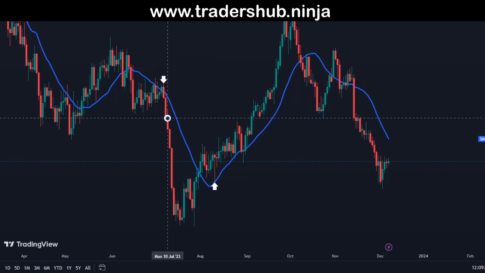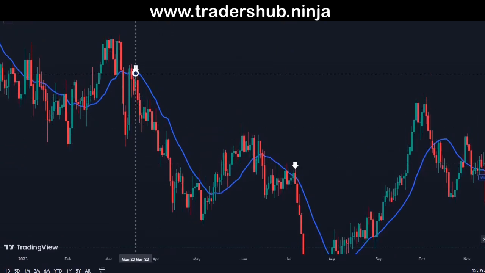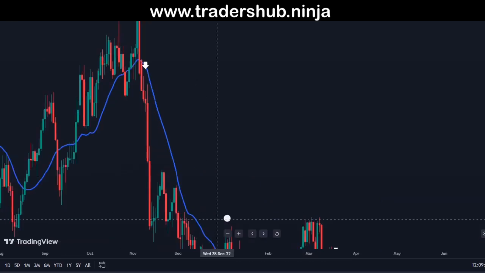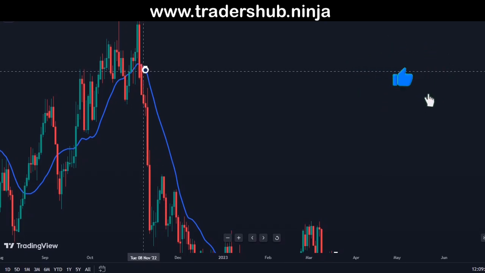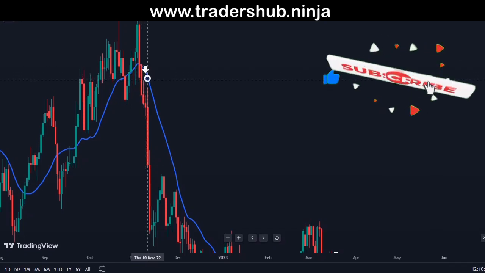Market is going down. And then look here, market is below the 20 moving average. Downtrend was open. We are prepared to take a sell entry here. Look here, market is below the 20 moving average. Downtrend is open. We are prepared to take a sell entry.